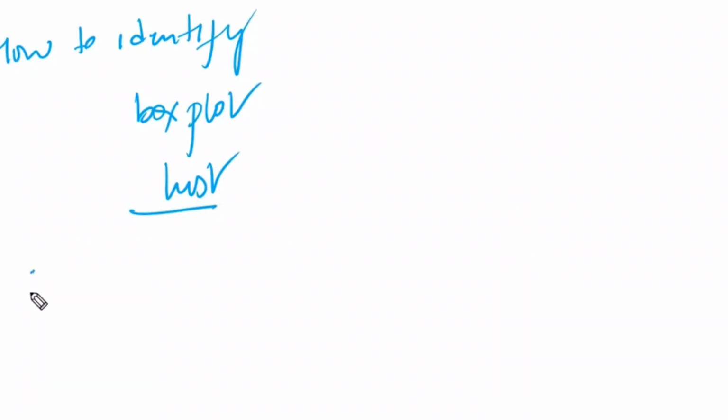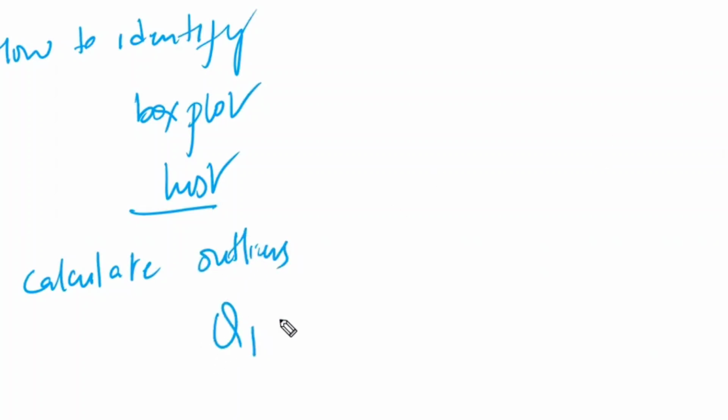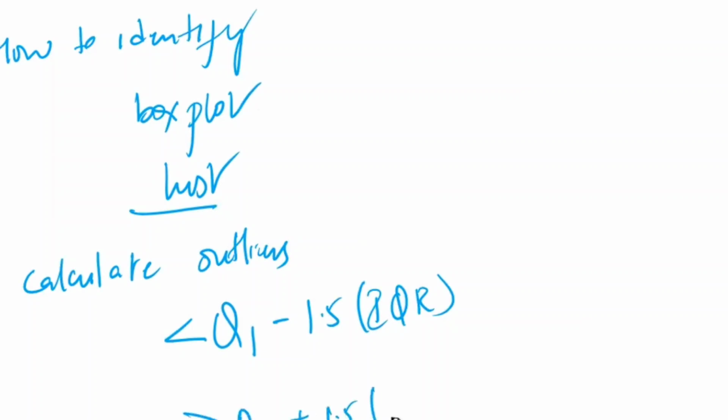And the third question is calculation of outliers. How to calculate the outliers? Any value less than Q1 minus 1.5 into IQR is considered an outlier. Any value greater than Q3 plus 1.5 into IQR is called an outlier.